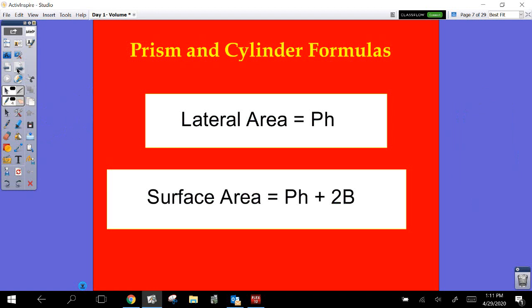So here are your two formulas. This is for both prisms and cylinders. Lateral area, or we might say lateral surface area, I might say that just to shorten it, means lateral surface area is pH. Now, P, what do you think P stands for?